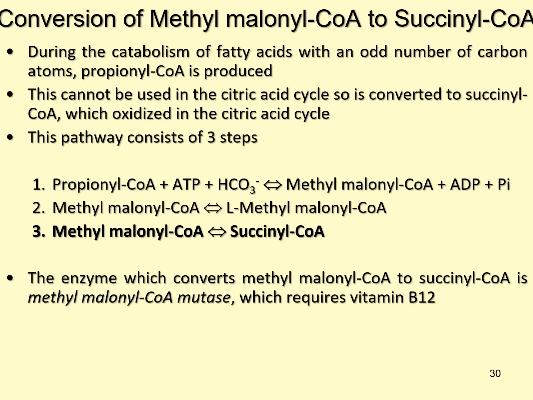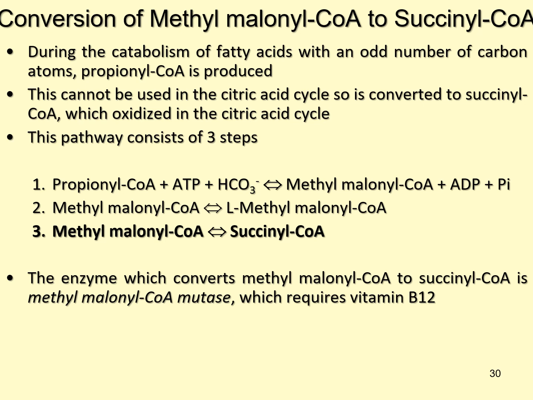When you see the conversion of methylmalonyl-CoA to succinyl-CoA, during the metabolism of fatty acids with an odd number of carbon atoms, propionyl-CoA is produced. This cannot be used directly in the citric acid cycle, so it is converted to succinyl-CoA, which is an isomer of it, and which is oxidized in the citric acid cycle or Krebs cycle. This pathway consists of 3 steps. One is propionyl-CoA plus ATP plus carbonate to produce methylmalonyl-CoA. This can be converted to L-methylmalonyl-CoA, and methylmalonyl-CoA is also converted to what?